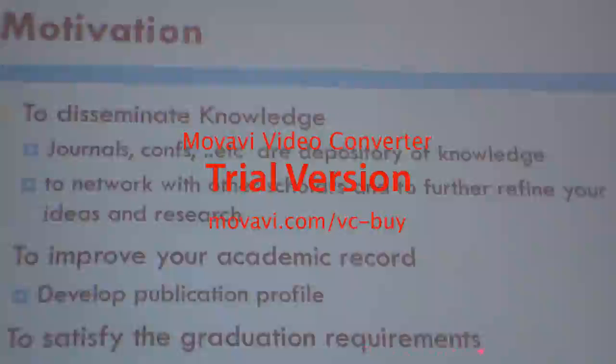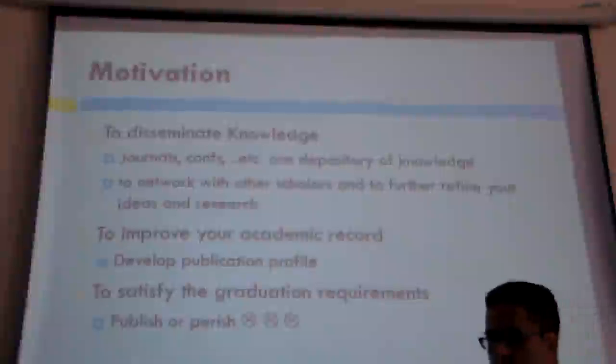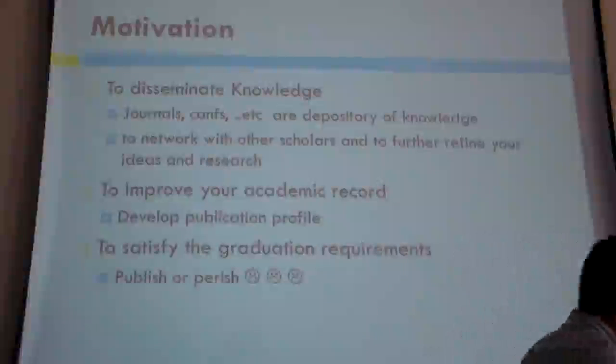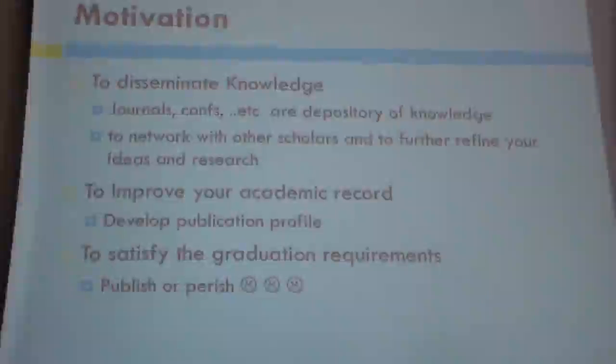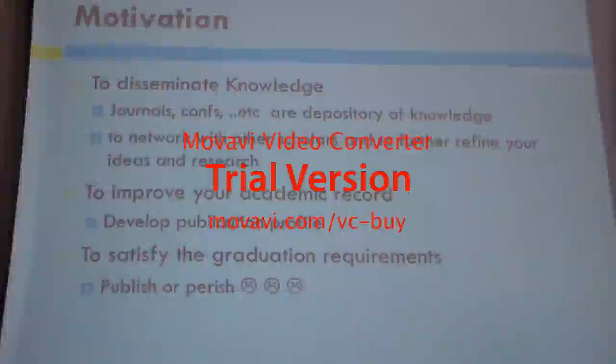To satisfy the graduation requirements, and this is very important for students. When we did our PhD, one of the requirements for graduation was to have at least three journal papers.